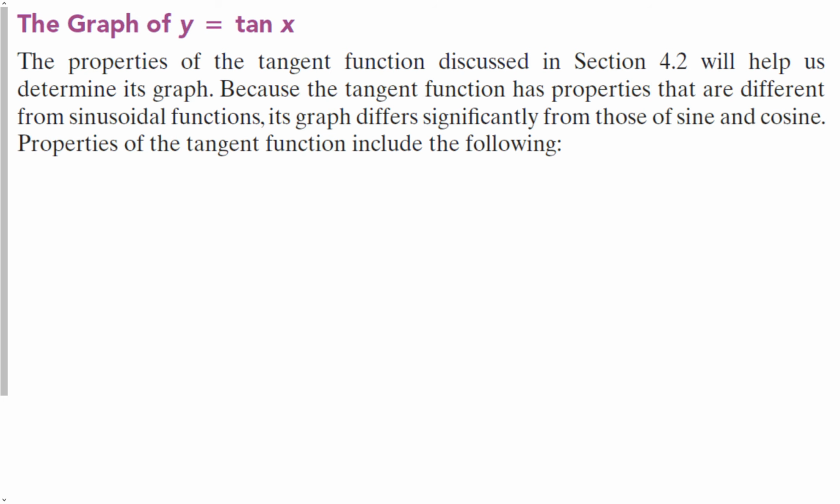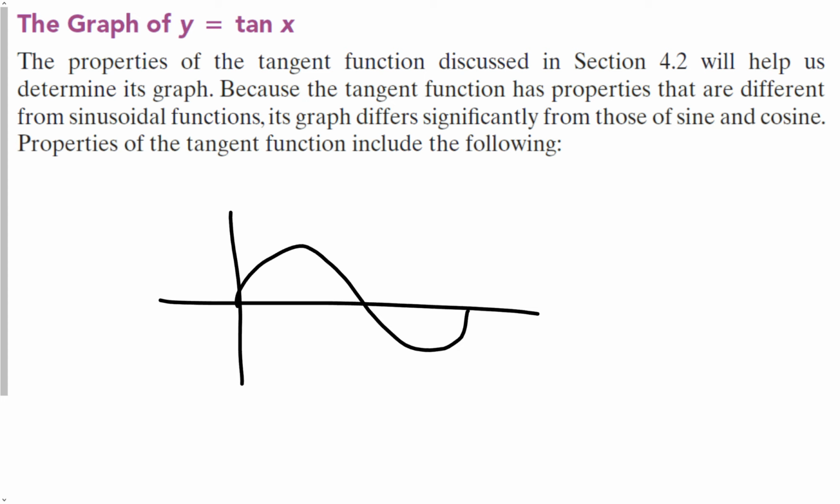Okay, so the properties of the tangent function were discussed in section 4.2, and they'll help us to determine what its graph looks like. Because the tangent function is a little bit different than the sinusoidal function, its graph differs significantly. So our sinusoidal functions look kind of like this, right? That was the sine function. And we graphed it by graphing the 5 key points, right? 1, 2, 3, 4, 5. And it had a couple important characteristics that we knew going in.